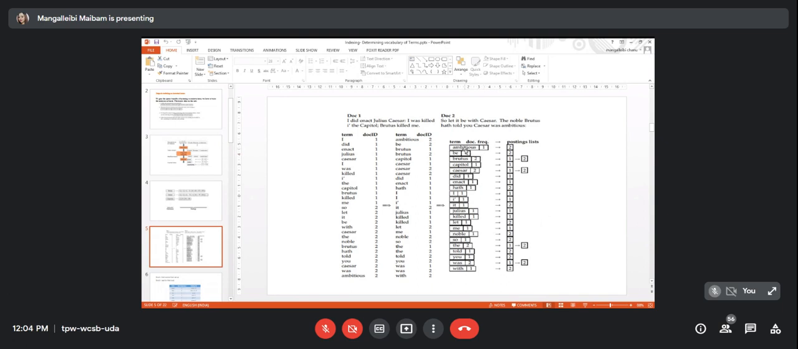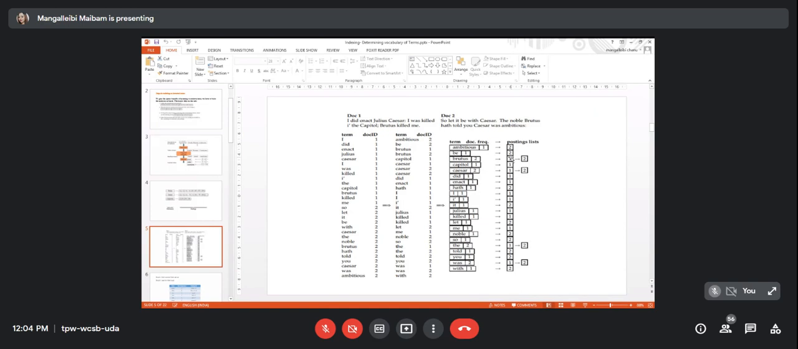So take ambitious. Ambitious is present in D2. It is not present in D1. So it is present only in D2, so the number of documents is 1. That is what I am writing here, document frequency. Similarly, you count the document frequency for all the respective terms. All those frequencies are written down here.